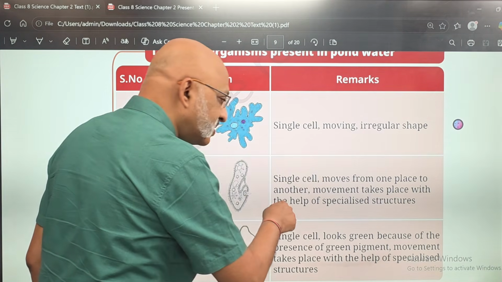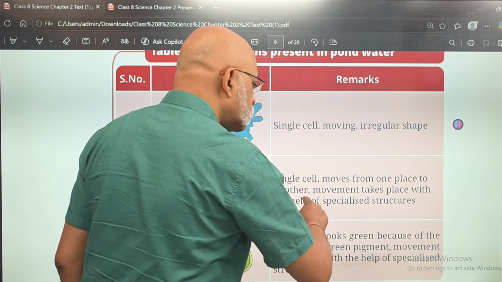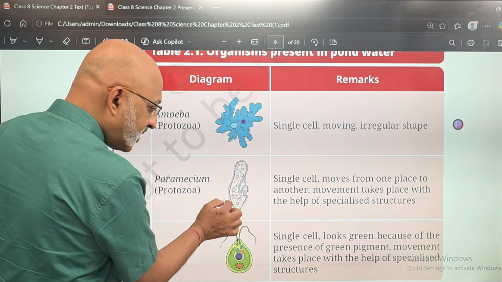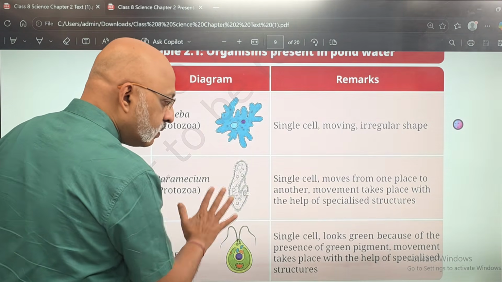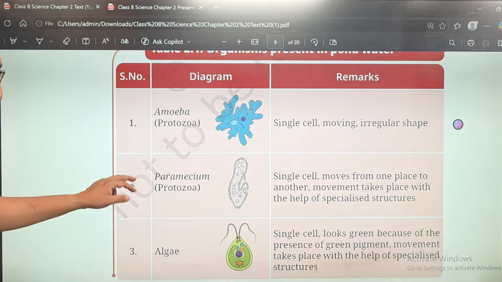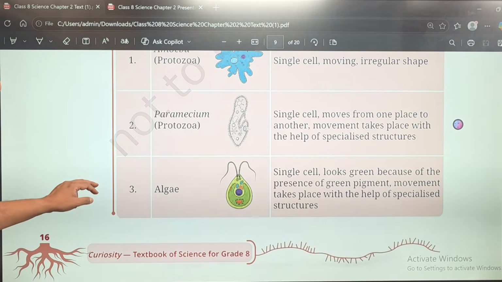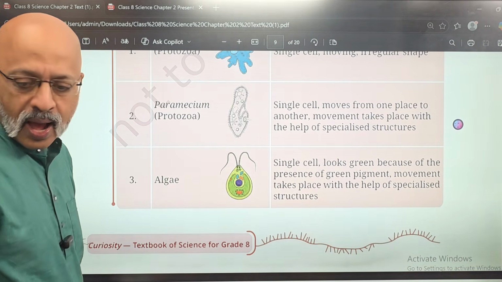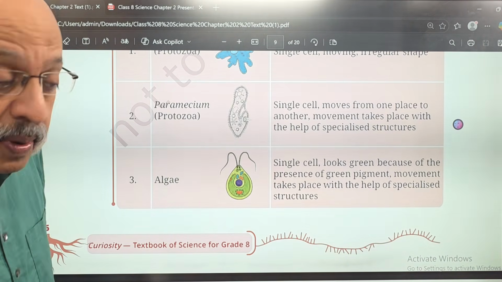Then another kind of protozoa is the paramecium. It is also a single cell. It moves from one place to another. Movement takes place with the help of specialized structures, these hair-like structures that you see. The third one is algae, which is also unicellular, though algae can also be multicellular.